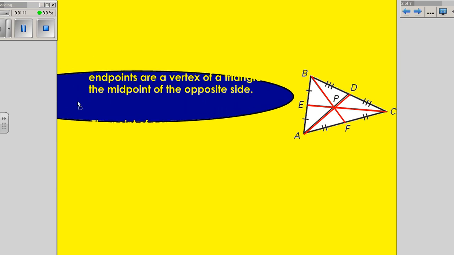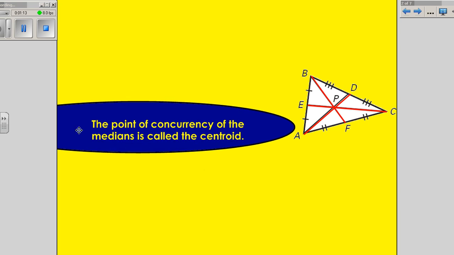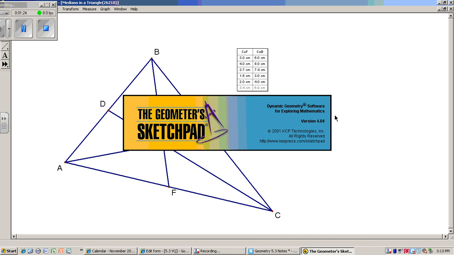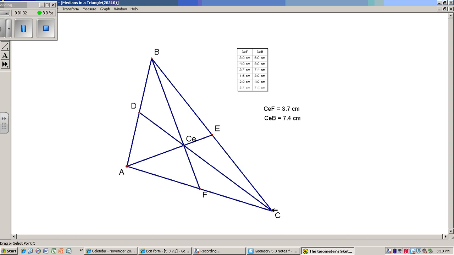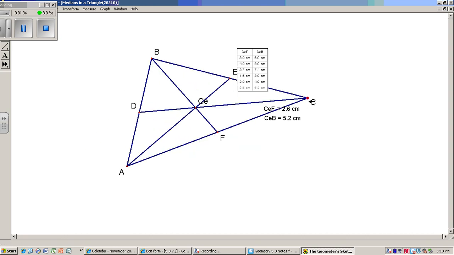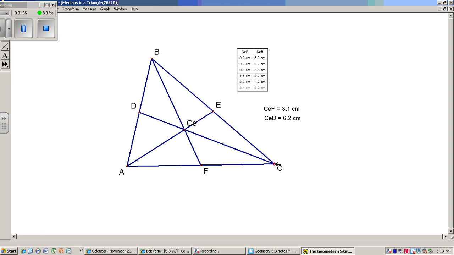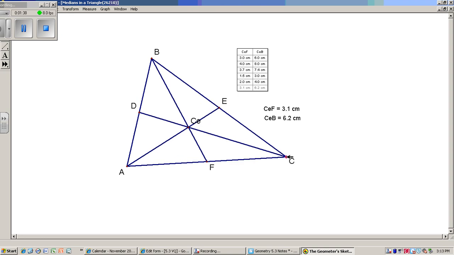Now, all of these medians are concurrent. They all intersect at the same point. And that point of concurrency is called the centroid, which brings us to our theorem. Now, in the sketchpad activity, we were able to see that when we've constructed the medians of the triangle, we can move this around. They're always going to be concurrent at the centroid.